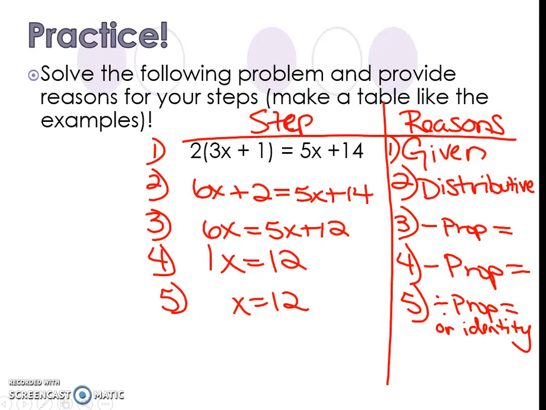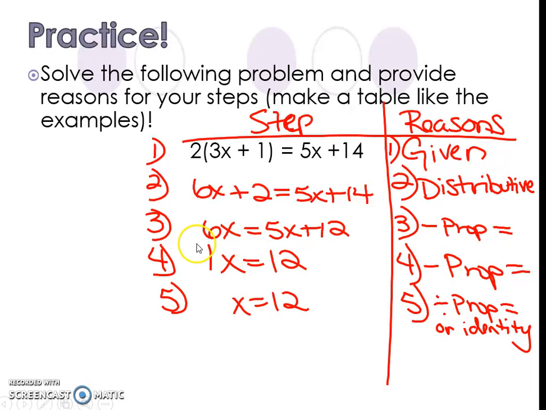Here are the answers. So first you have given. So you write given. And then next, you're going to do the distributive property. So you get 6x plus 2 equals 5x plus 14. So it's distributive property. And then you're going to move 5x to the other side. Subtract 5x. That's SUPPO, subtraction property of equality. And then next, you're going to subtract 2 here, and make that 12. That's also subtraction property of equality.